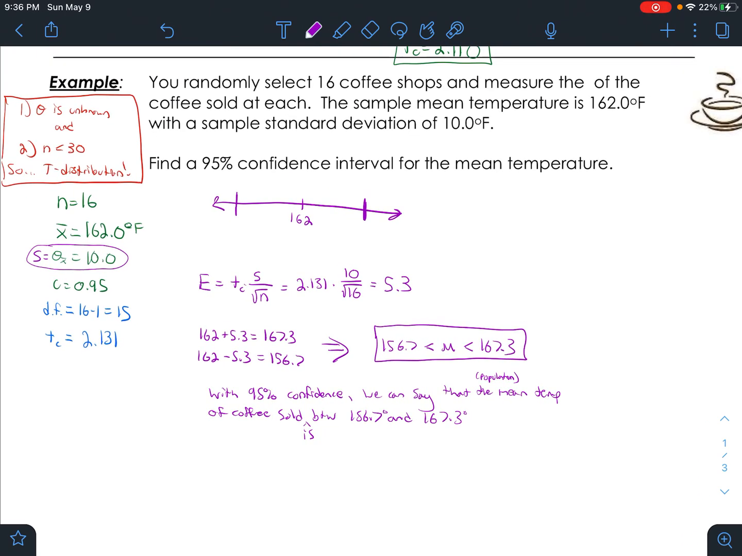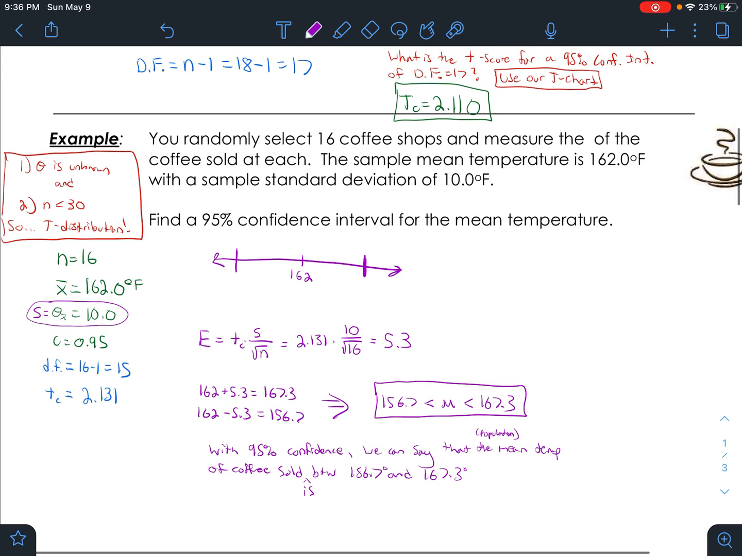So very similar in practice to what we've been working on in 6.1. The added difference here is, again, back to the red blurb right here on the left side. If we don't know the population standard deviation and we have a sample size of less than 30, we need to go this route.